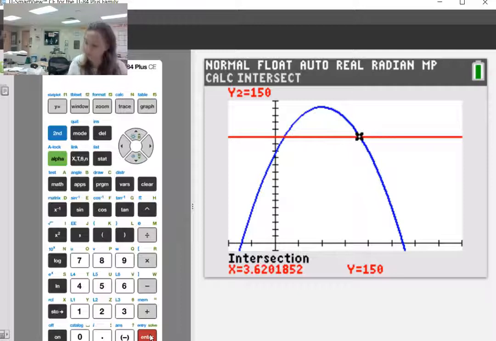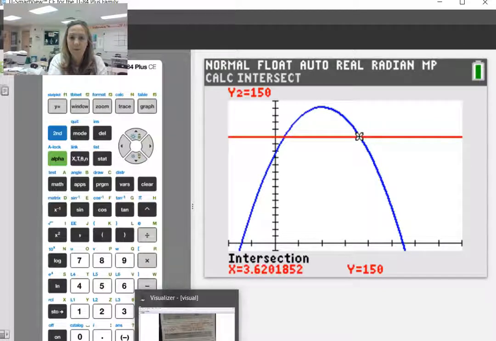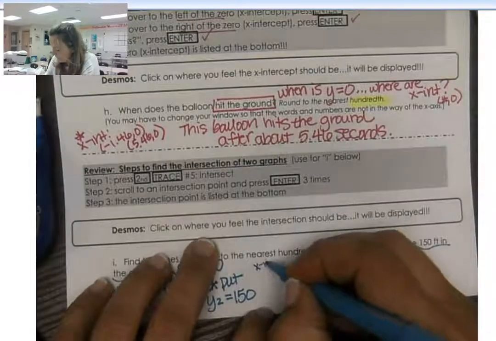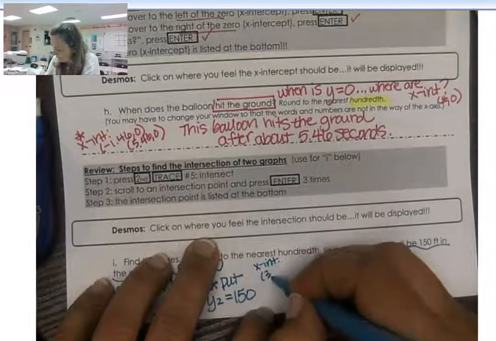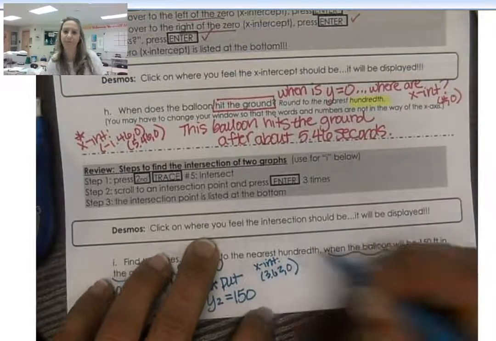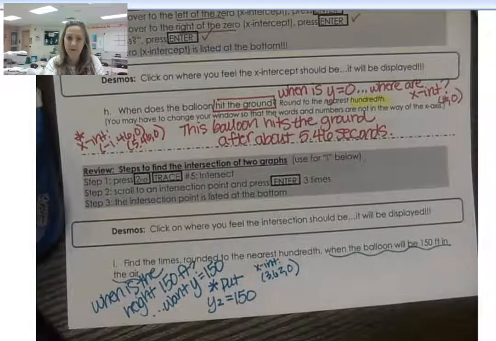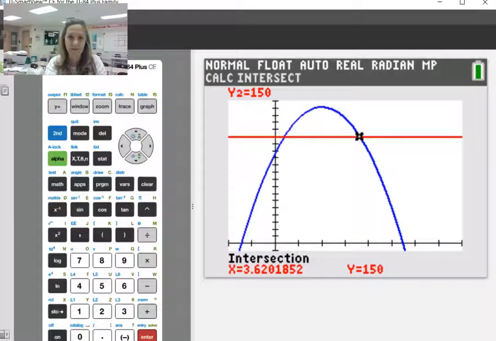And then that will jump to the intersection point, and we look at the x value. So notice to the nearest hundredth, that gives me about 3.62. So I'm going to just make a little note that there's a point at 3.620. But I noticed there was another one, so I can go back to the calculator.